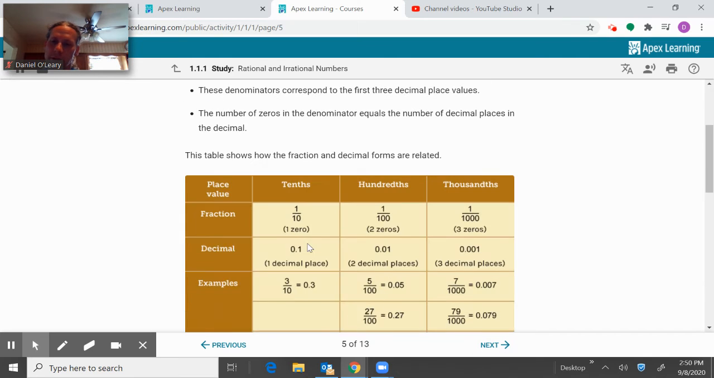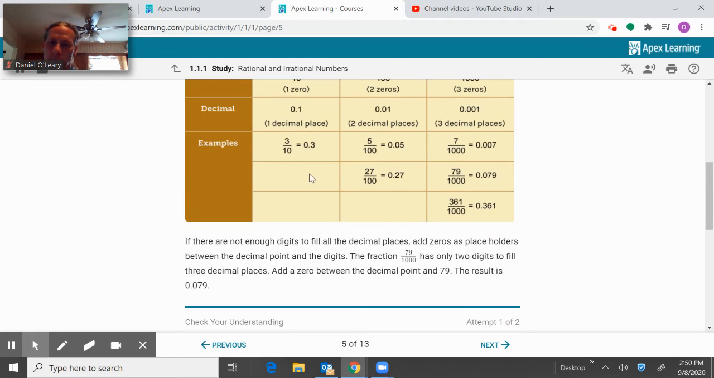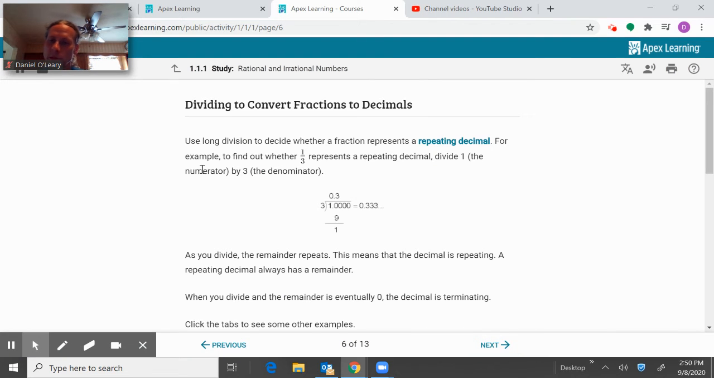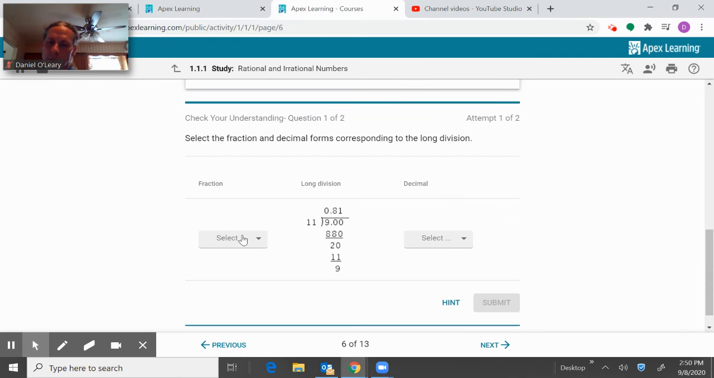All right, so here's more information about terminating decimals, and a chart there that you can use. Okay, repeating decimals here. That 1 divided by 3 would be 0.333333333 forever. Again, that's kind of similar to what they showed you before. Using long division gives you this terminating decimal of 0.75. All right, and then select what would be the fraction form of this, and then the decimal form of that.